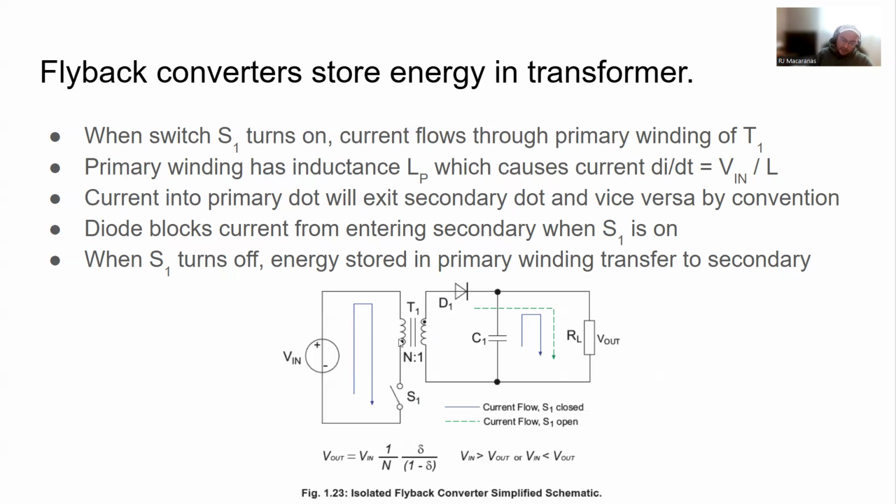Because the polarity effectively reverses, right? Instead of current going this way, coming out of the primary dot, we're now going into the primary dot. So then we're going to go out of the secondary dot and flow into the capacitor and then into the load as well. I know that's probably a lot to take in right now, but that's just a very high-level view of how this flyback converter works, and I hope that makes sense.